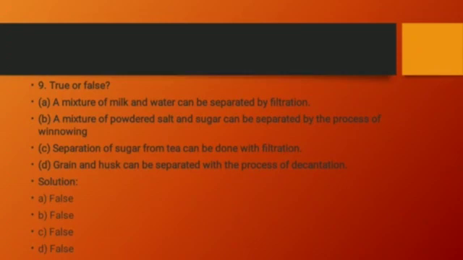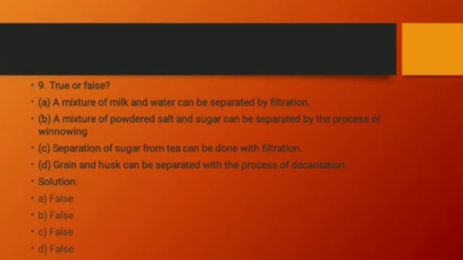C, separation of sugar from tea can be done with filtration. Separation of sugar from tea can be done with filtration. No, when you add sugar in the tea, what will happen? Sugar will dissolve into the tea. So after dissolving, it can't be separated by filtration. So that statement is also false.